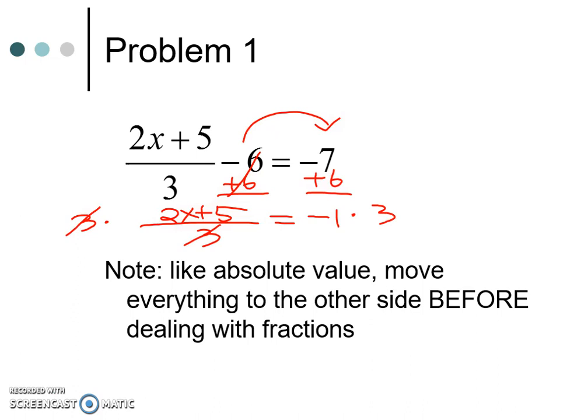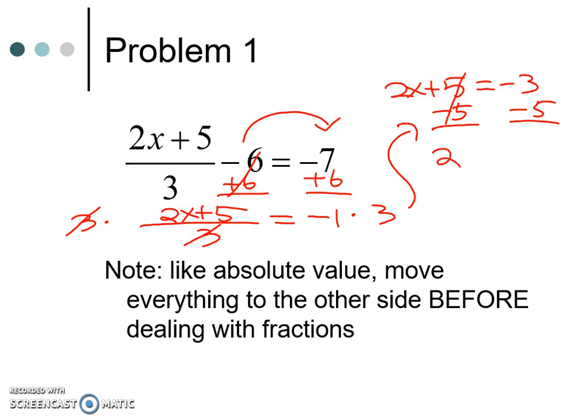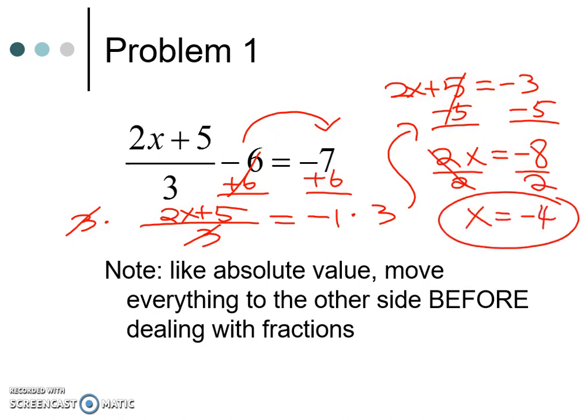So you need to multiply each side by 3, and then you're going to do 2x plus 5 equals negative 3, and you solve for x. Minus 5 on each side. 2x equals negative 8, divided by 2. x equals negative 4. So basically, just like absolute value, you need to move negative 6 to the other side and then get rid of the fraction.